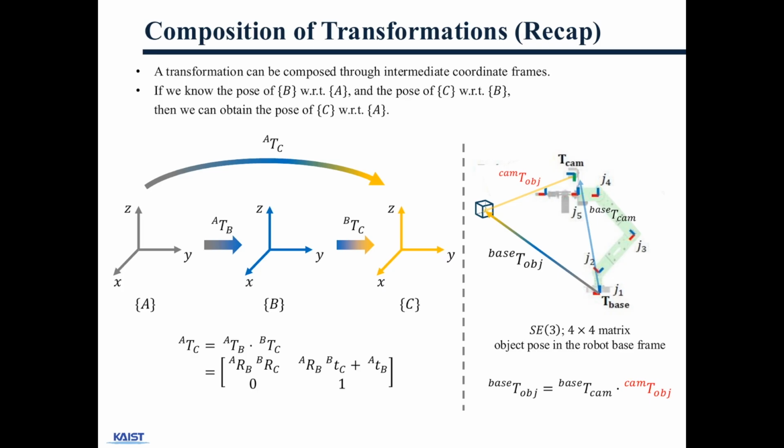Let us look at a real robot example. Your vision algorithm gives you the object's pose relative to the camera, which is camera T object. But to command the robot arm to grab it, you need the object's pose in the robot's base frame. So what do you do? You take the transformation from the robot base to the camera and multiply it by the transformation from the camera to the object. This matrix multiplication chains the frames together, giving you the final target pose in the base frame, so your robot can successfully plan its manipulation.